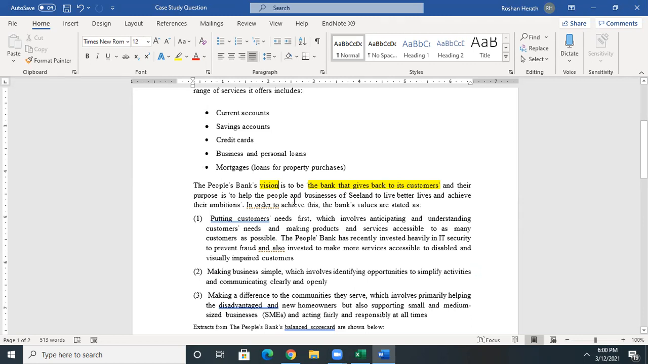And their purpose is to help the people and business of the Zealand to live better life and achieve their ambition. So that is their objective, purpose. So depending on the vision, and this is their purpose. So they want the people and the business community in the country to live a better life and achieve their ambitions. In doing so, in achieving this, the bank has certain priorities. The bank has certain values. They want to put their customer needs first. So customer needs can consider, which involves anticipating and understanding customer needs and making products and services accessible to as many customers as possible. Right?